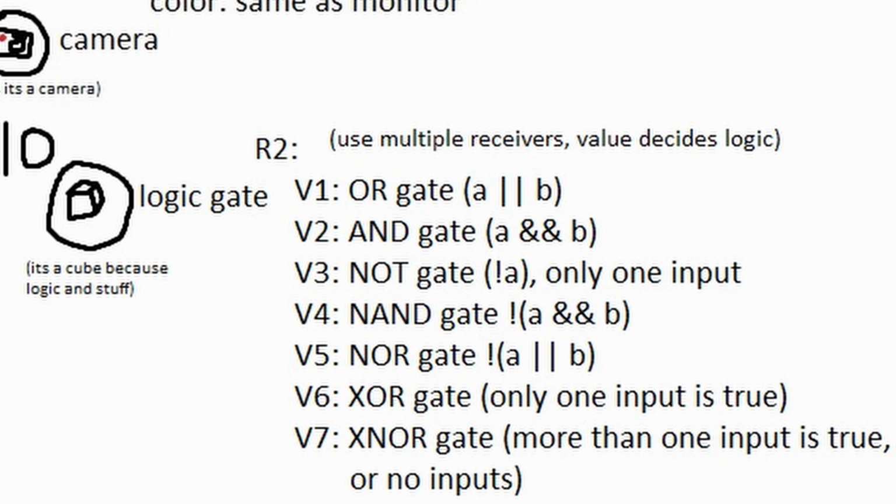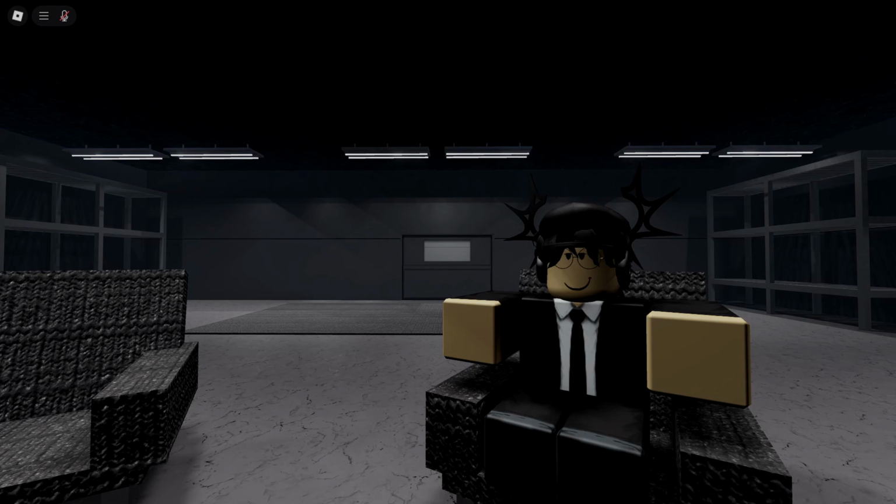Beyond this point, we have 4 remaining variants. Unfortunately, these 4 gates are beyond my understanding, but if any of you are able to explain to us what these are and how they work, help us out in the comments. But overall, that's pretty much the basics of wiring.